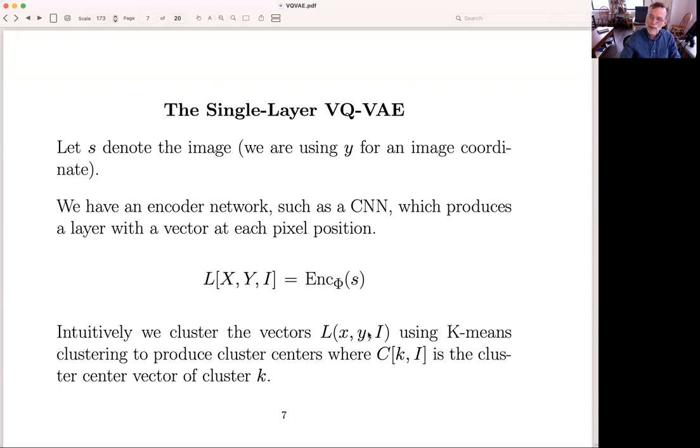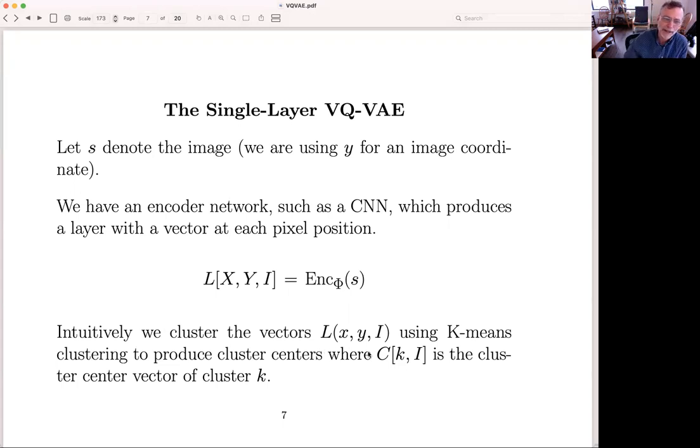And intuitively, what I'm going to do is apply K-means clustering. I'm going to take each of these vectors and put it in some cluster, and that cluster is going to have a cluster center. That's what K-means clustering does. It divides the vectors into groups. For each group, it computes the mean of that group, which is the center of that cluster. And then the clustering algorithm is just that you get assigned to the group whose mean is closest to you. Okay, so anyway, I'm going to do K-means clustering.